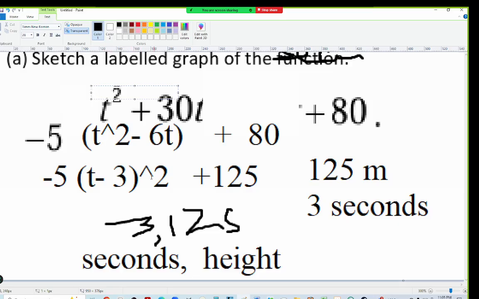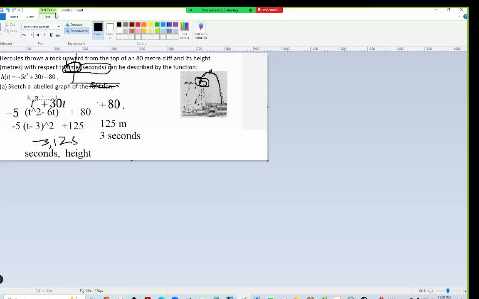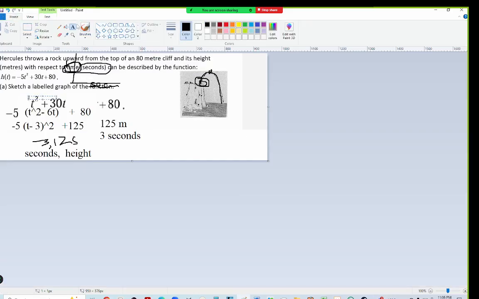Now here's the last tricky part. They're always going to want to know that question. What time did it reach the maximum height? What's the maximum height? Down here, what's the height when it hits the water? If this is 80, where he's standing, and this is 125, what's the height when it hits the water? Zero. That's right.